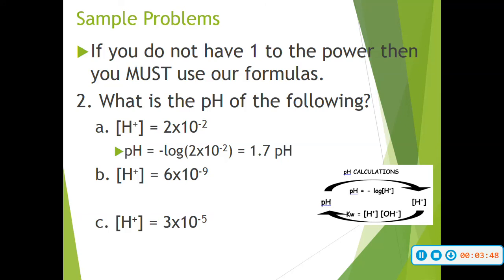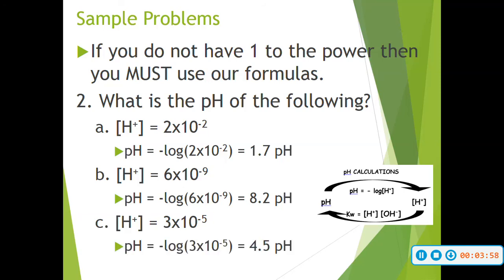For B, the negative log of 6 times 10 to the negative 9, we should get a pH of 8.2. And then for C, the negative log of 3 times 10 to the negative 5, we should get a pH of 4.5. Hopefully this is not too difficult. All you're doing is just pushing negative log and then your hydrogen ion concentration to find pH.